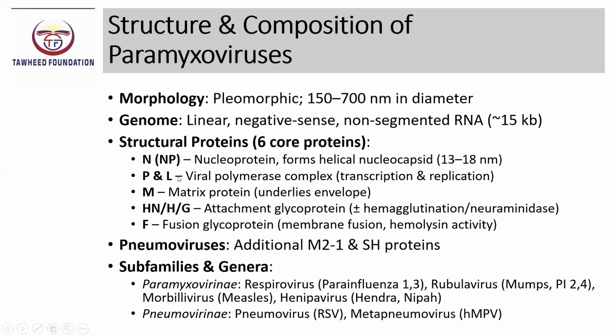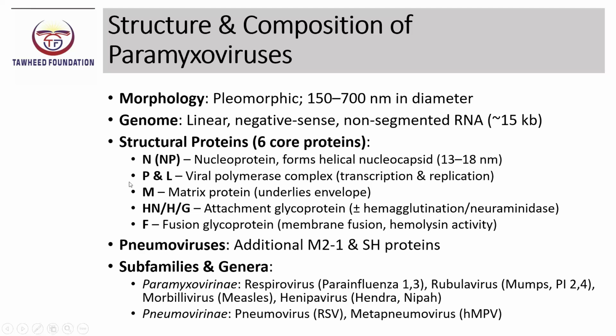Most of this virus family contains 6 structural proteins. 3 proteins are complexed with the viral RNA: the nucleoprotein N or NP that forms the helical nucleocapsid, 13 to 18 nanometer in diameter, and represents the major internal protein, and 2 other large proteins designated P and L, which are involved in the viral polymerase activity that functions in transcription and RNA replication. 3 proteins participate in the formation of the viral envelope.